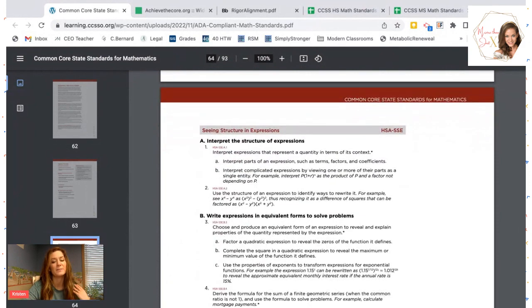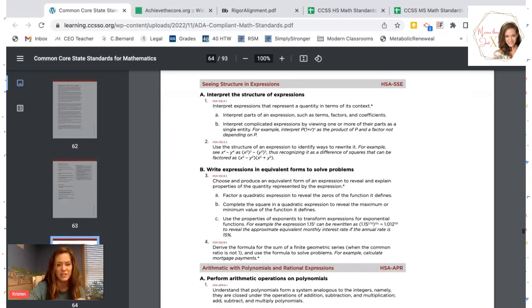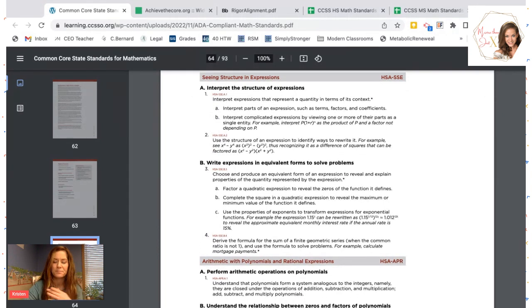So you've got here, for example, HSA.SSE, seeing structure in expressions, where we want to first interpret the structure of an expression. You can see it's got this nice little star here. And that star is an indicator that this is a modeling standard. This is something that you are going to want to prioritize, that you're going to use to build your mathematical models. So we have all of our standards here. You can get an example of a lot of the different parts of them. But that's only one part of the puzzle.